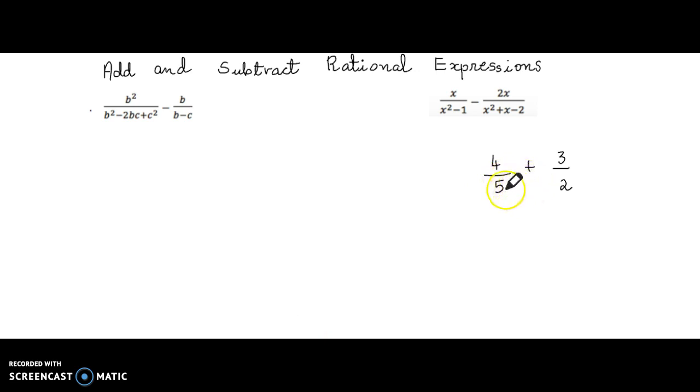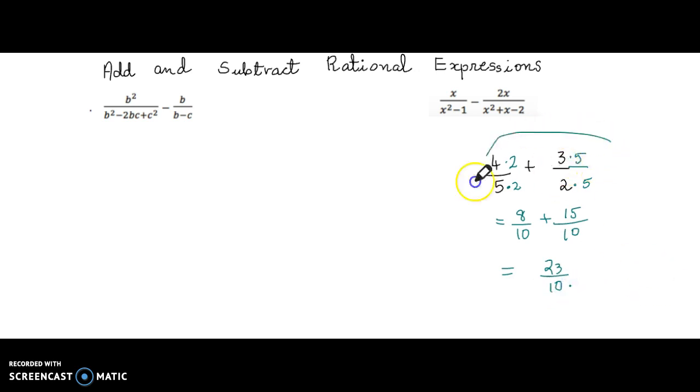If both the denominators are different and they're not factors of each other, I would multiply this denominator by 2, the opposite one, and the other denominator by 5. Whatever I multiply in the denominator, I multiply in the numerator also. This numerator becomes 8, 4 times 2 is 8, over 5 times 2 is 10, and the other becomes 5 times 3 is 15, over 10. We make the denominators the same and can combine the numerators. 15 plus 8 is 23/10.